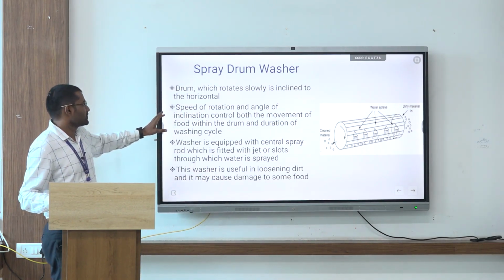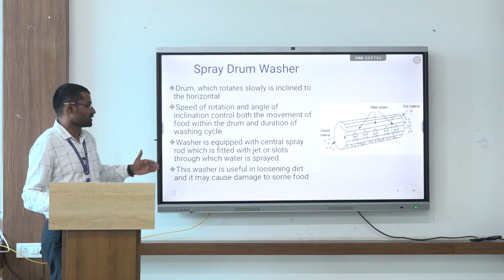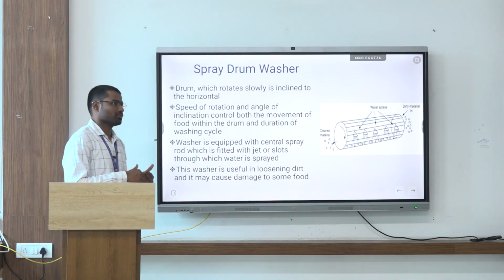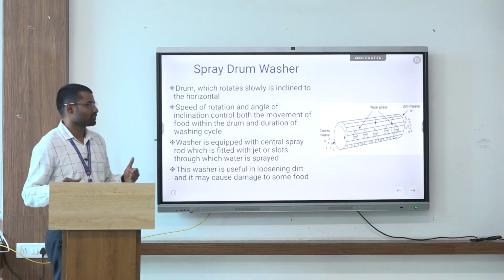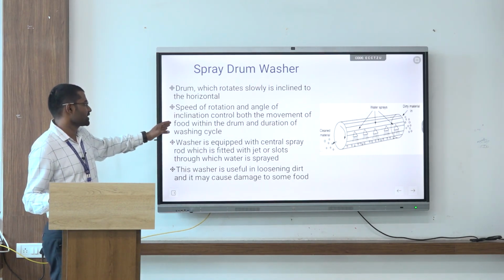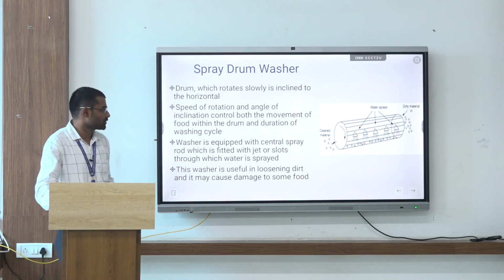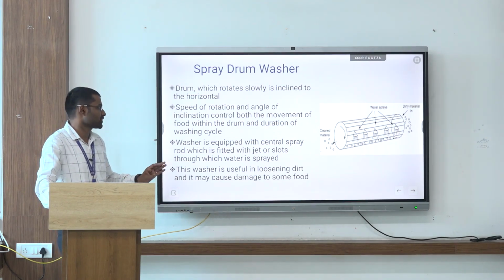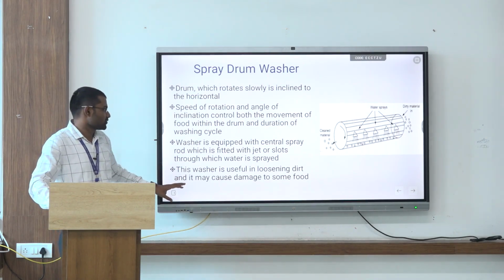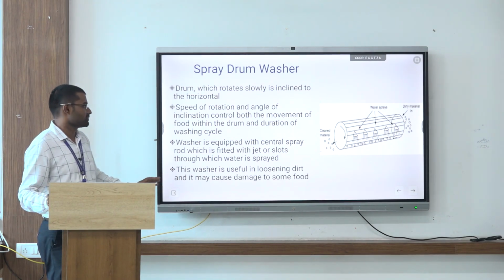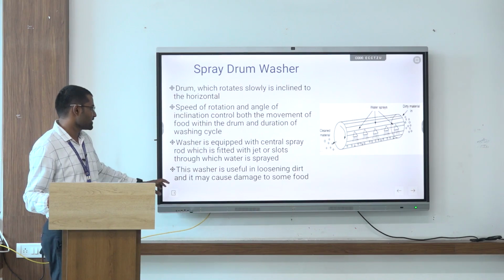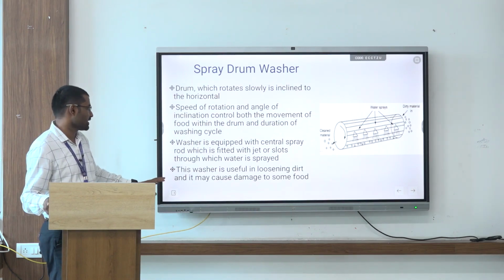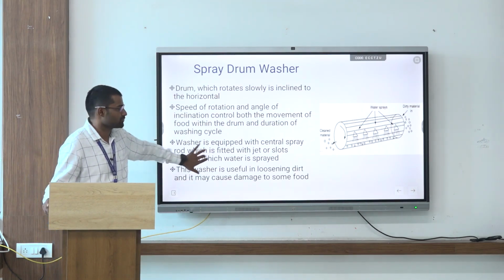Okay. So the drum which rotates slowly is inclined to the horizontal. Why inclination? Through natural gravity and inclination, the raw material rotates and moves easily. Speed of rotation and angle of inclination control both the movement of food within the drum and the duration of the cycle. The washer is equipped with a central spray rod fitted with jets or slots through which water is sprayed. This washer is useful in loosening dirt and it may cause damage to some foods.